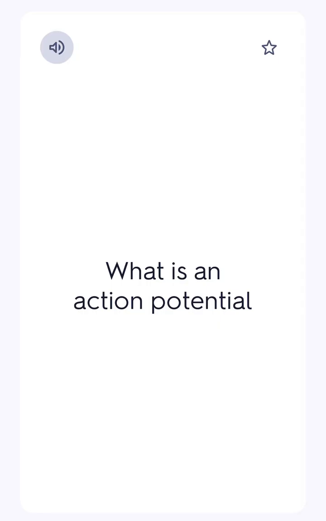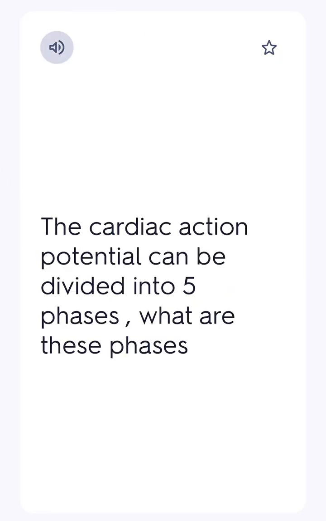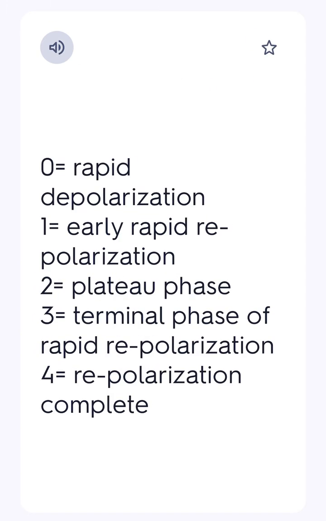What is an action potential? Electrical impulse. The cardiac action potential can be divided into 5 phases. What are these phases? 0 equals rapid depolarization, 1 equals early rapid repolarization, 2 equals plateau phase, 3 equals terminal phase of rapid repolarization, 4 equals repolarization complete.